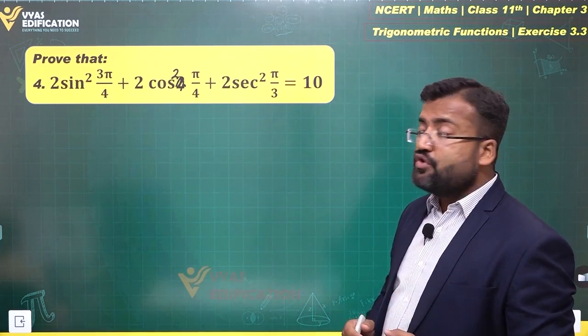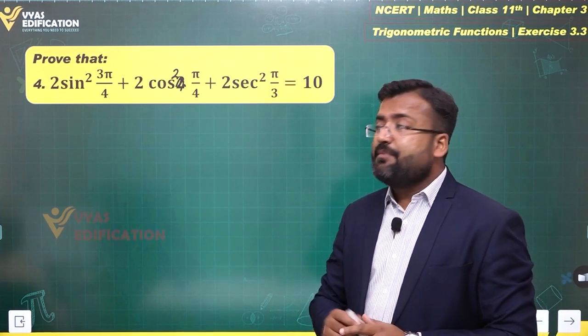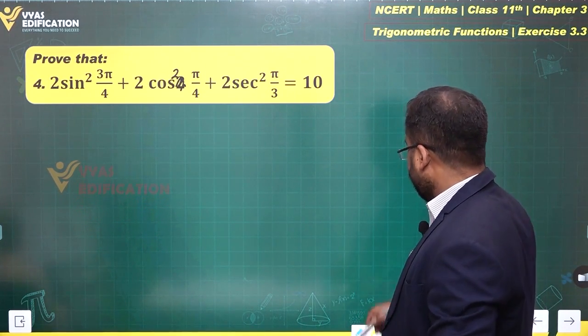And then what are we supposed to do? We are supposed to take care of this sine 3 pi by 4 first of all. Now sine 3 pi by 4, let me simplify it here.